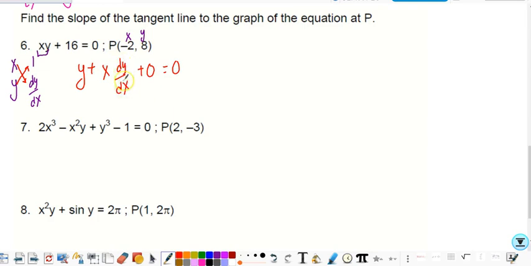So to get the dy dx by itself, I'm going to subtract y to the right. Divide by x. And then the slope is when I'm going to plug in these values, the x and the y, and we get 4. So at the point negative 2, 8, the slope is 4.